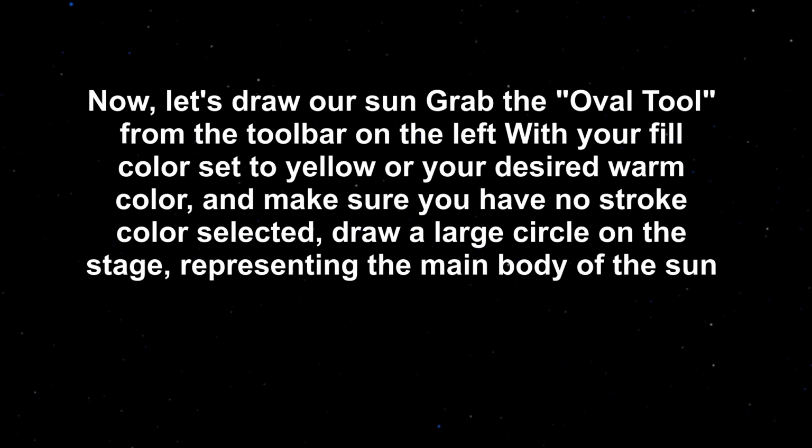Now, let's draw our sun. Grab the oval tool from the toolbar on the left with your fill color set to yellow or your desired warm color, and make sure you have no stroke color selected. Draw a large circle on the stage, representing the main body of the sun.